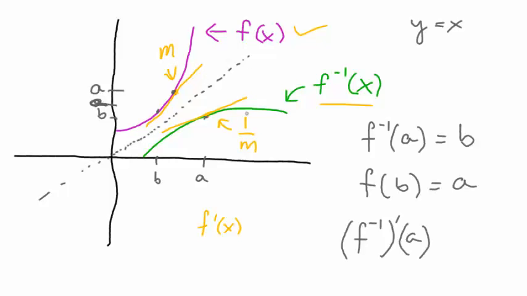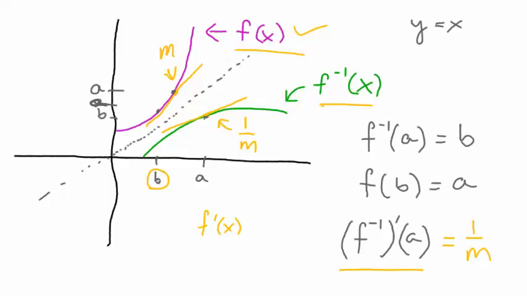And when we find m, we can just say, well, we know what the slope of this tangent line is, and it's 1 over m. That's basically it in a nutshell. We're going to be given f of x. We're going to be given the number a here, and we're going to be asked to find this. So this is the key right here: we're going to have to figure out what b is. We're given a, and we have to find b.